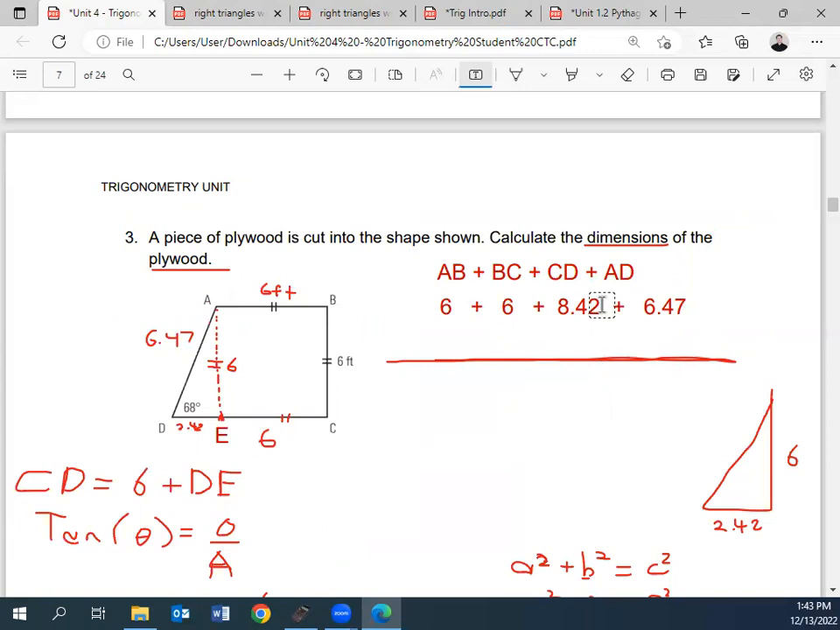So 6 plus 6 plus 8.42 plus 6.47. That's the length of all 4 sides. What does that give me as an answer? 26.89 feet, right? And I'm just going to circle that because that's my final answer.